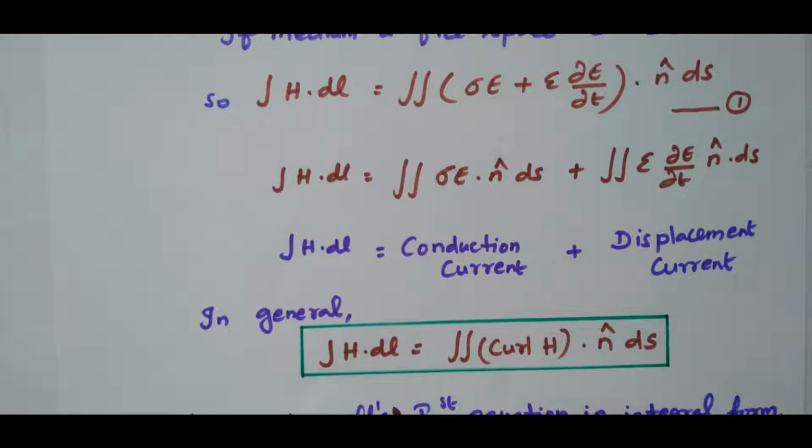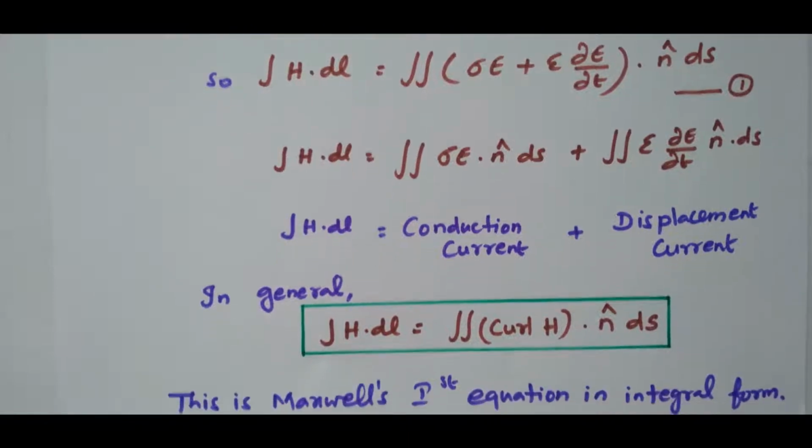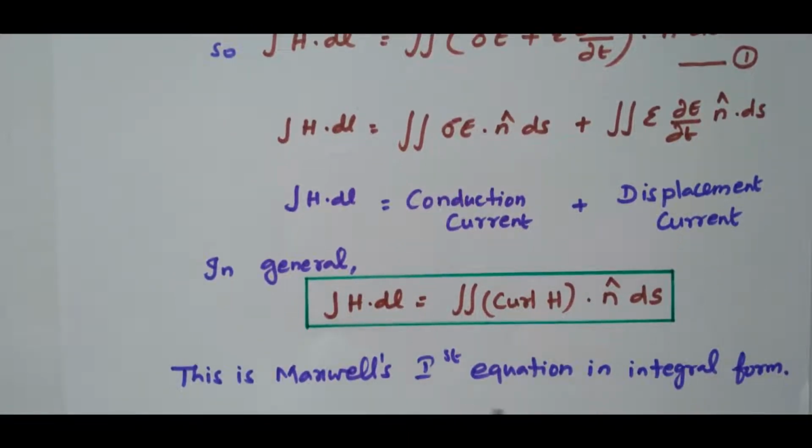Finally we can write integral H dot dl equal to double integral curl H dot n cap ds. This term can be replaced as curl of H. So this is nothing but Maxwell's first equation in integral form. Integral H dot dl equal to double integral curl H dot n cap ds is Maxwell's first equation in integral form. Now we'll see the differential form.